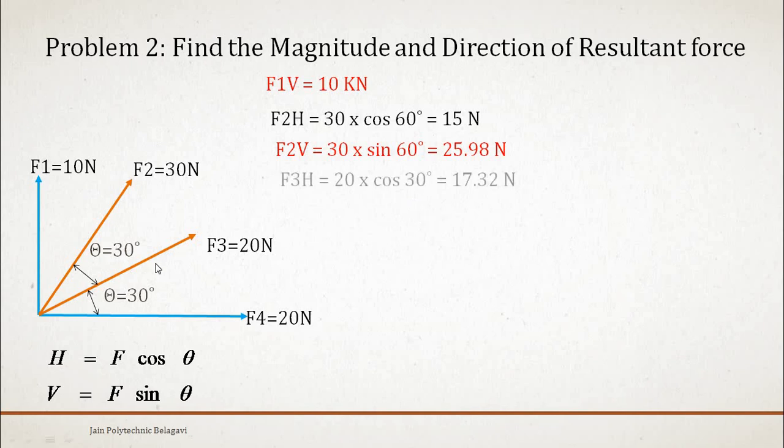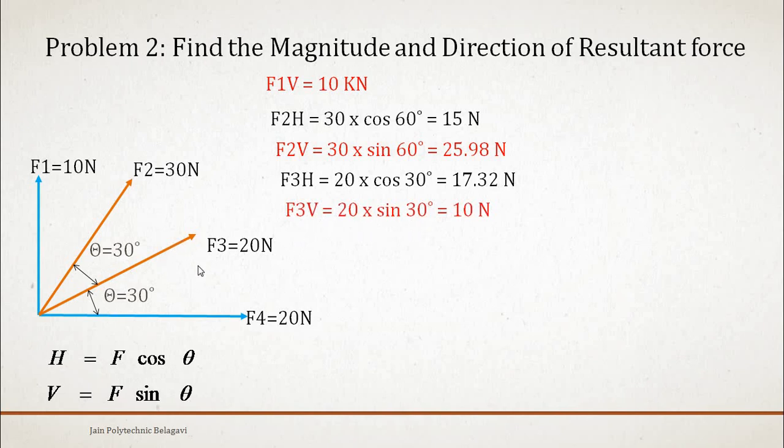Similarly, coming to F3 now. Now consider only this triangle. F3H: this force is going to have a horizontal component as well as a vertical component. This vertical component can be shifted here to form one triangle, so this is the opposite side and this is the adjacent side. So the horizontal component for F3 will be cos 30 into force, which is nothing but F cos theta. Now coming to F3V, it is nothing but 20 into sin theta.